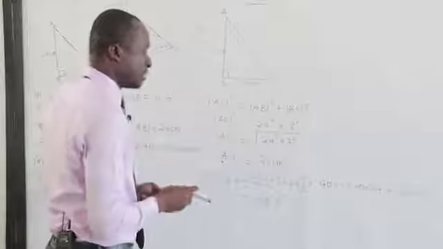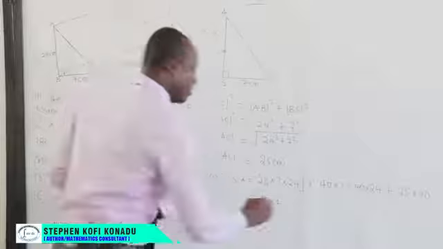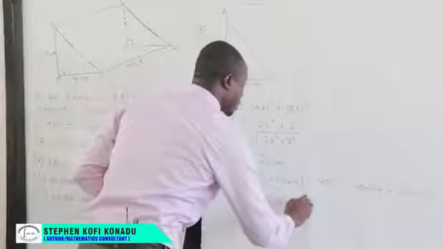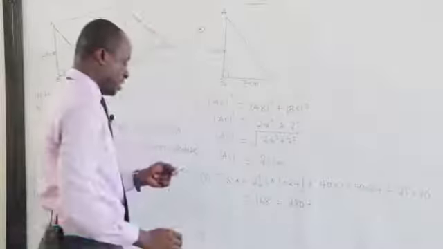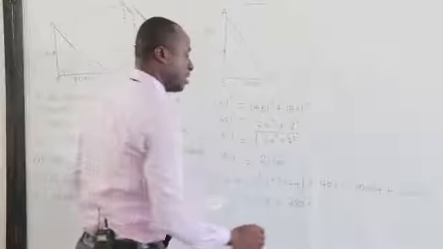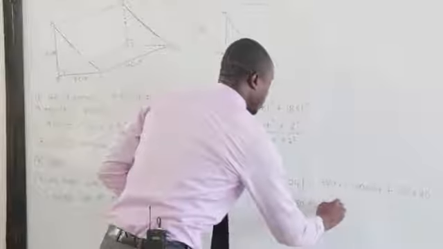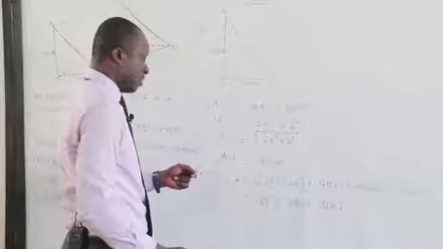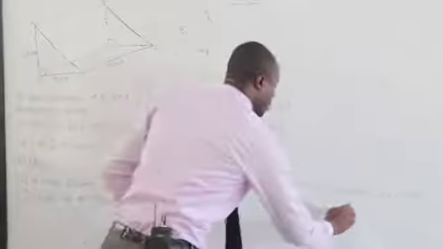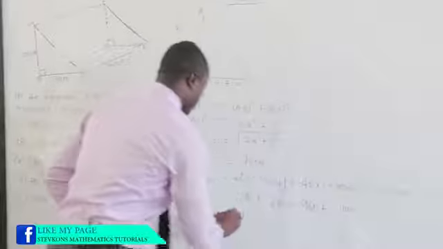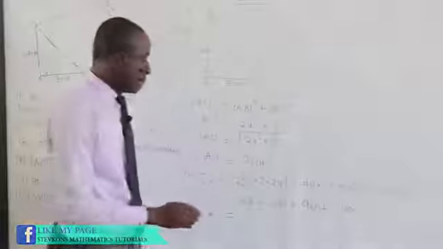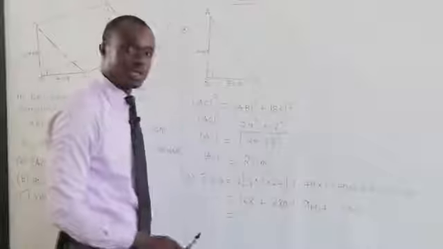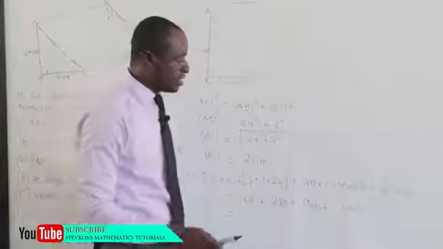Now, 40 times 7, that is 4 times 7 is 28, so that is 280. Now, we have 40 times 24, and this will give us 960. And then we have 25 times 40. Using our calculator, we are going to get 1,000. Now, adding all, using the calculator, that is 168 plus 280 plus 160 plus 1,000.